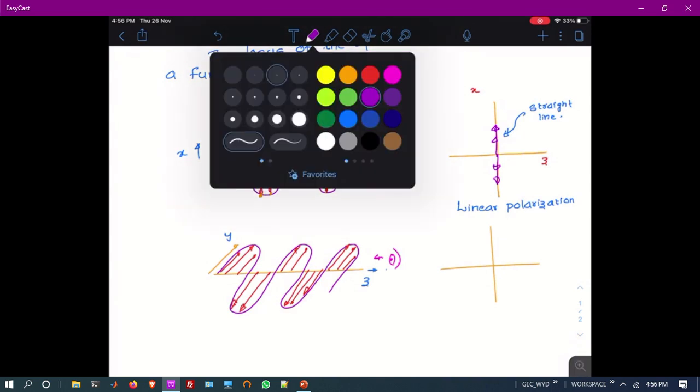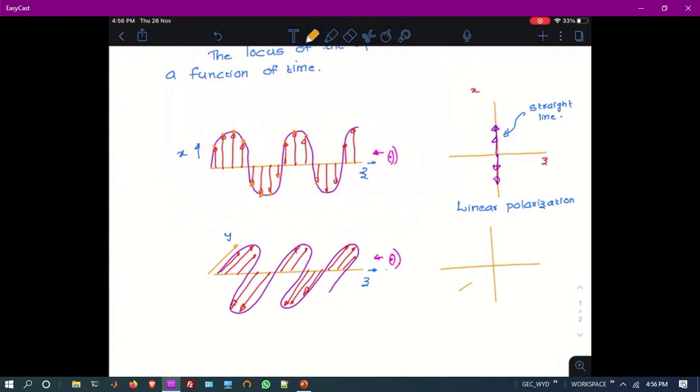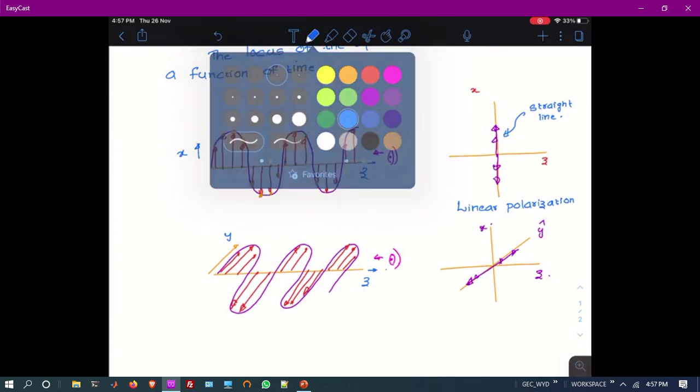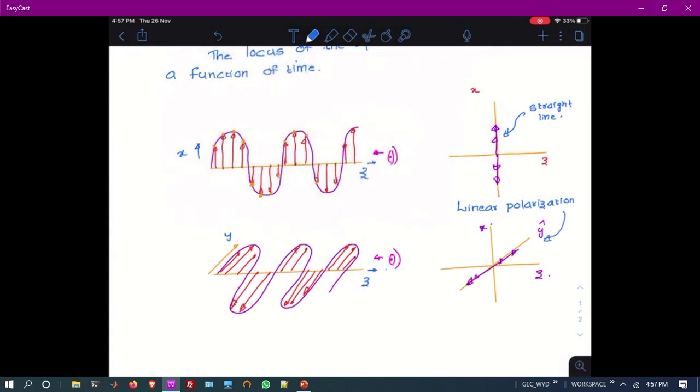So let's say I have my Y something like this. So now my electric field will vary like this. This is Y, this is Z. There is no variation in X direction. This is X, there is no variation. But still it is linear, because the variation is still linear, because of which it is a linearly polarized wave.